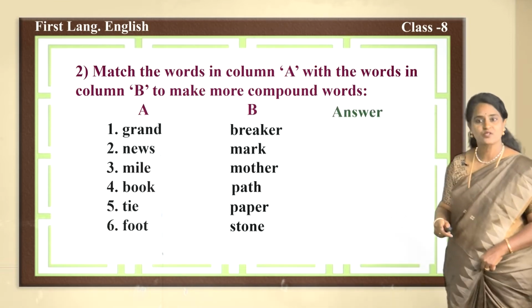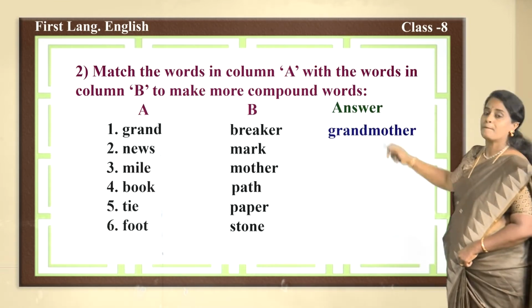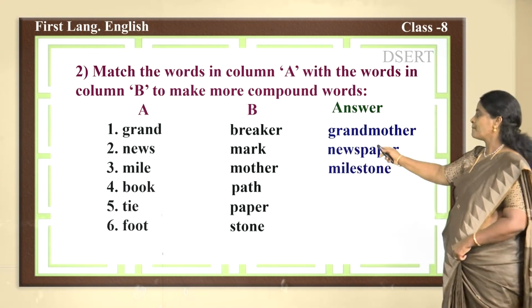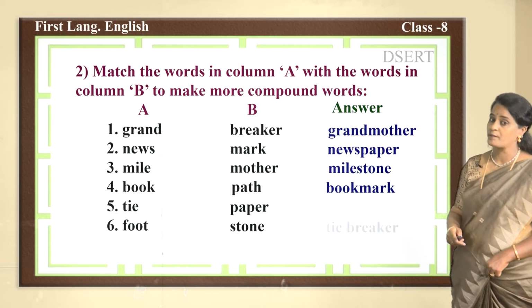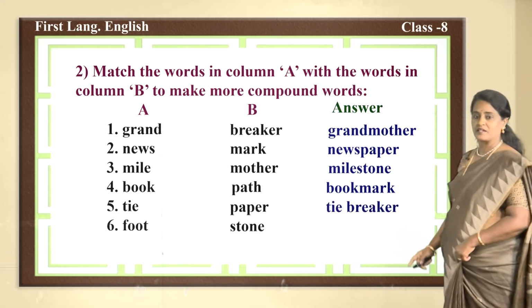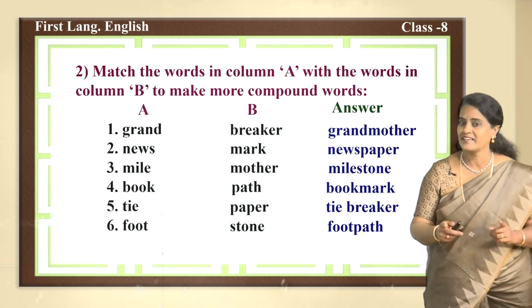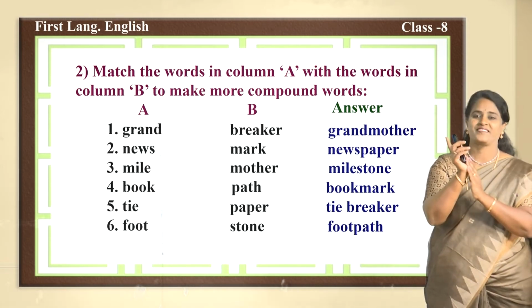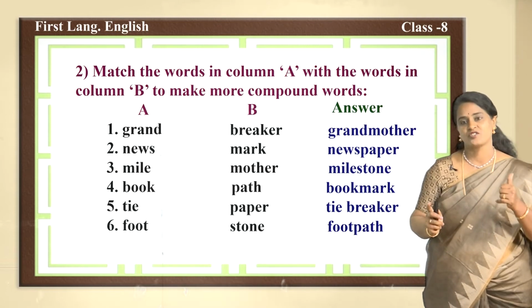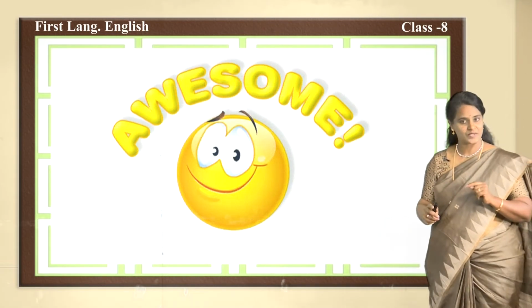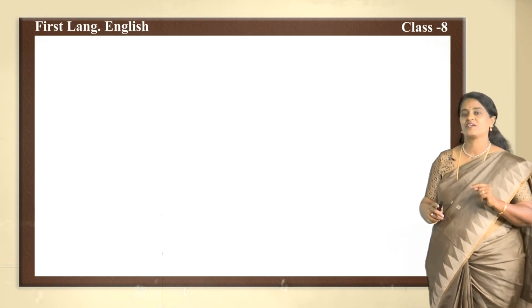Here it goes. The first one is grandmother. Next, newspaper, milestone, bookmark, tiebreaker, footpath. Have you all done it right? Very good. A big round of applause for you all. Children, make corrections if you have gone wrong. And shall we start with the lesson? And here we go with the lesson.